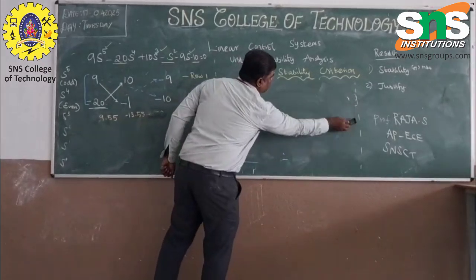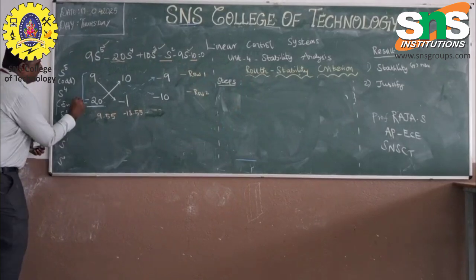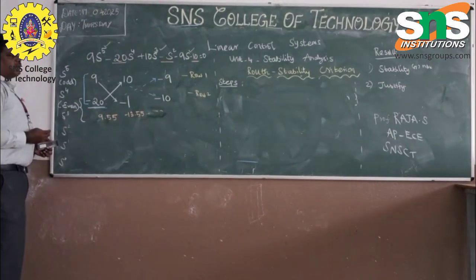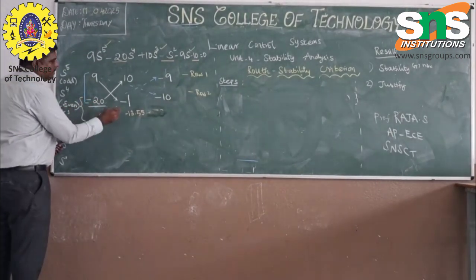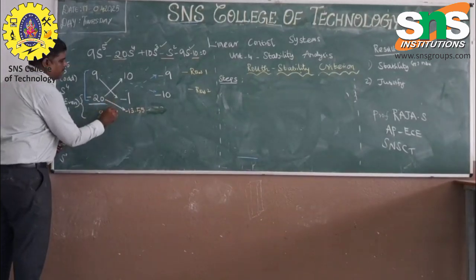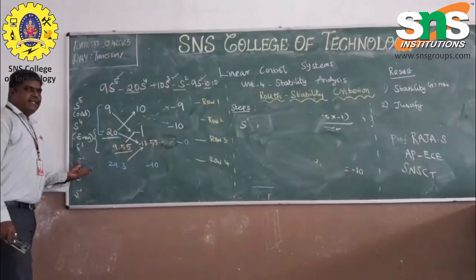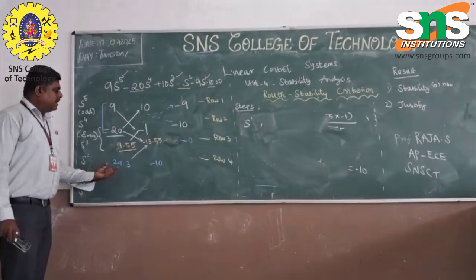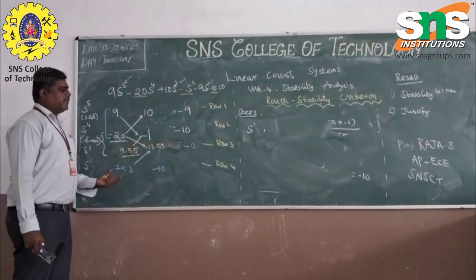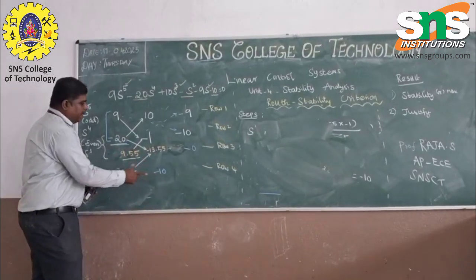Please give more concentration for this one. So next step, I can take only these two areas. These two areas means this one top into bottom minus top into bottom, then divided by the down value. The next step is called the s power 2. Again we do the Routh-Hurwitz method, that is down into top minus top into down divided by the down value.